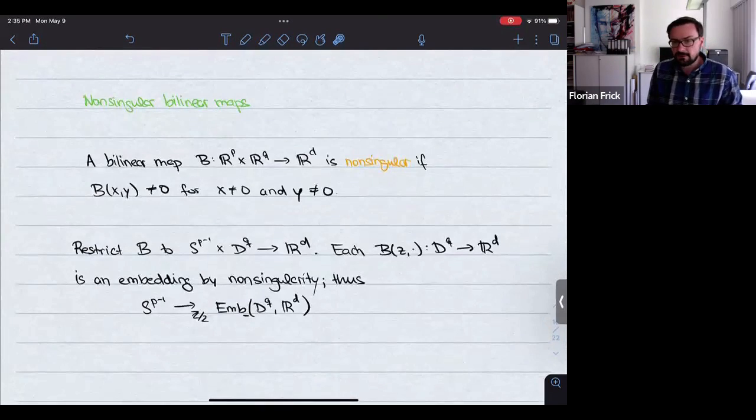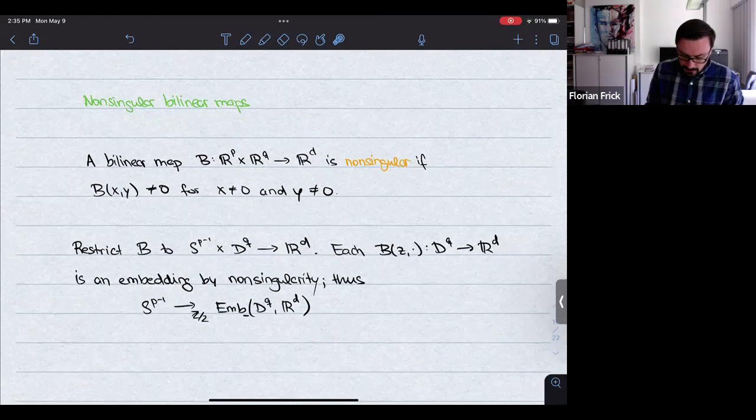Now, why might this be interesting? The less silly reason: there's this notion of non-singular bilinear maps. So you have a bilinear map from R^p times R^q to R^d. It's called non-singular if it doesn't evaluate to 0 unless you plug in 0 for one of the two entries. So if x and y are non-zero, then the bilinear evaluation is also non-zero. That's a non-singular bilinear map.